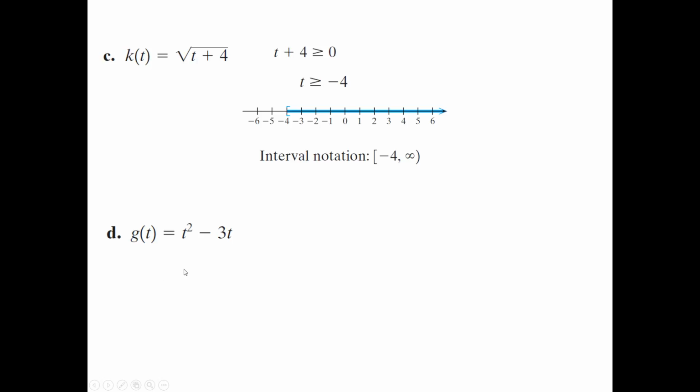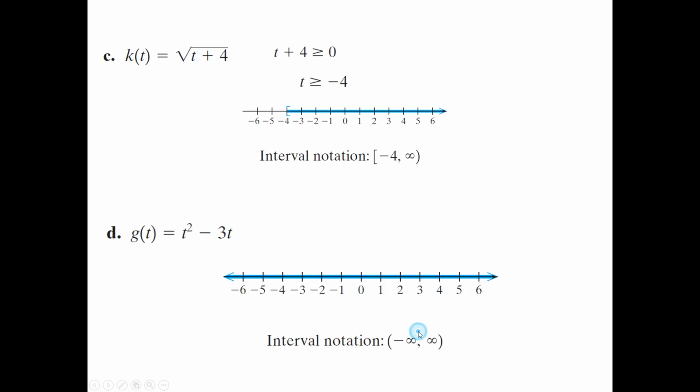The last example here is a polynomial of degree 2, and this is not a fraction, so we don't have to worry about the denominator being 0, and it's not a radical, so we don't have to worry about what's underneath the radical. This polynomial is defined everywhere. It has no restrictions. So since it's defined everywhere, the domain for this function is the set of all real numbers.